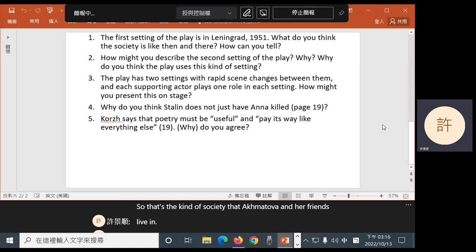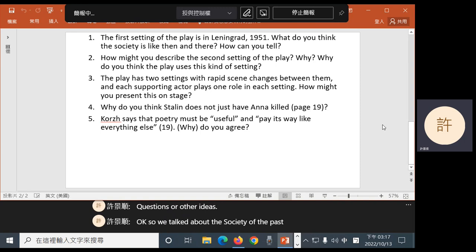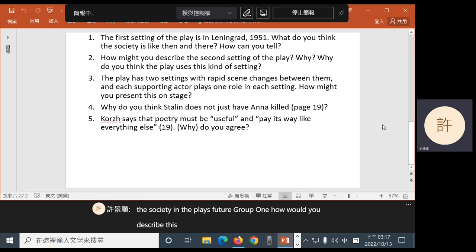Questions or other ideas? Okay, so we talked about the society of the past. What about the society in the play's future, group one? How would you describe this science fictional society?